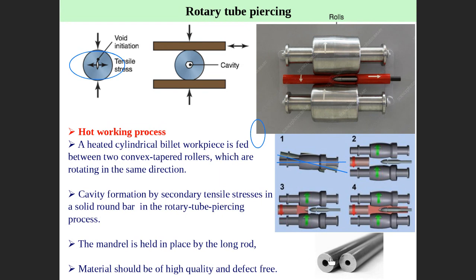So this is what we call rotary piercing of tube. This is related to the rolling process. Any questions? Is it clear? So this is the rotary piercing process.